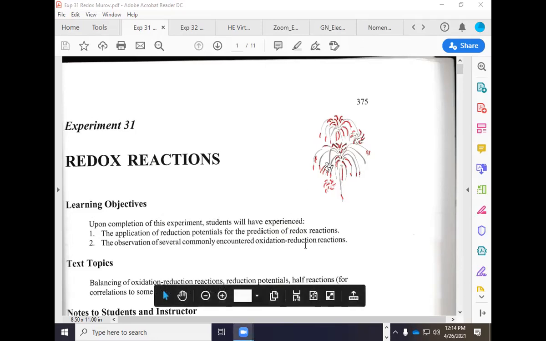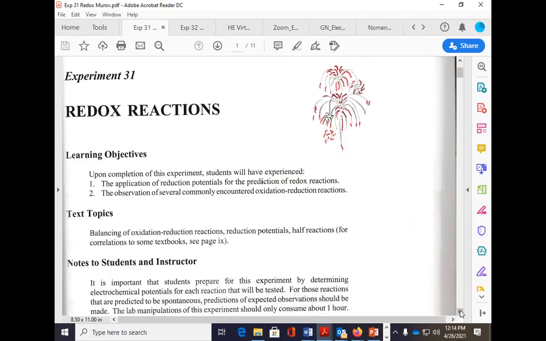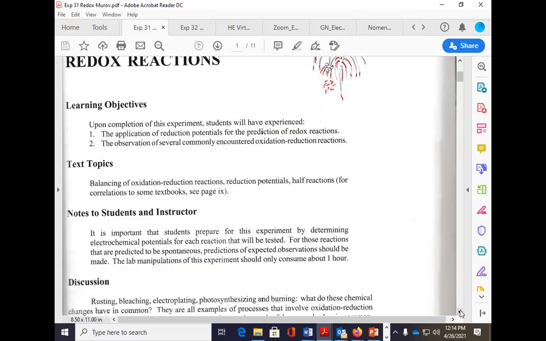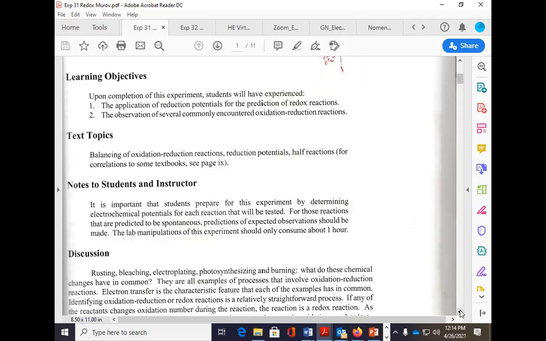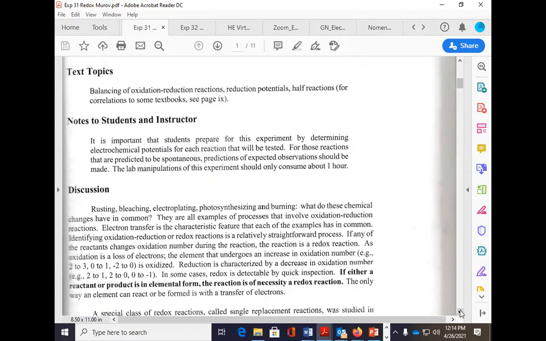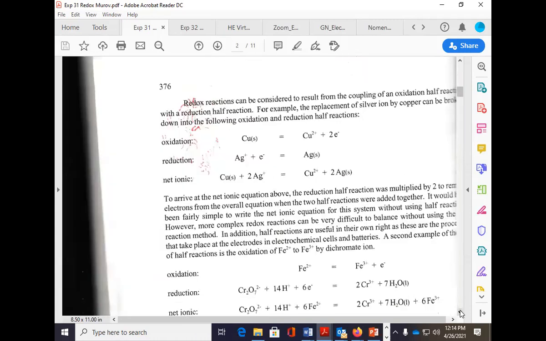And then now you should know what some of these terms are, because we just covered half reactions. And then we're going to learn some of the terms in our further lecture. But let's just go over what's happening here. Okay, so this is showing you what we talked about in class.